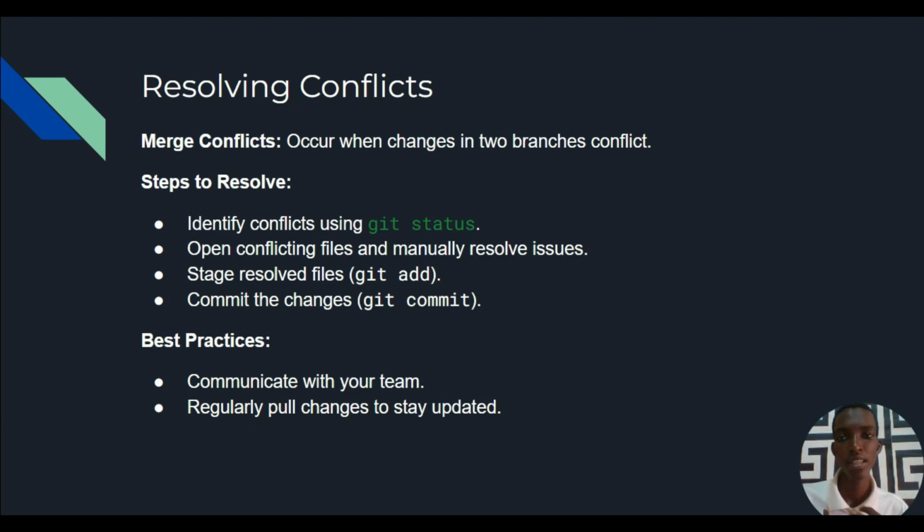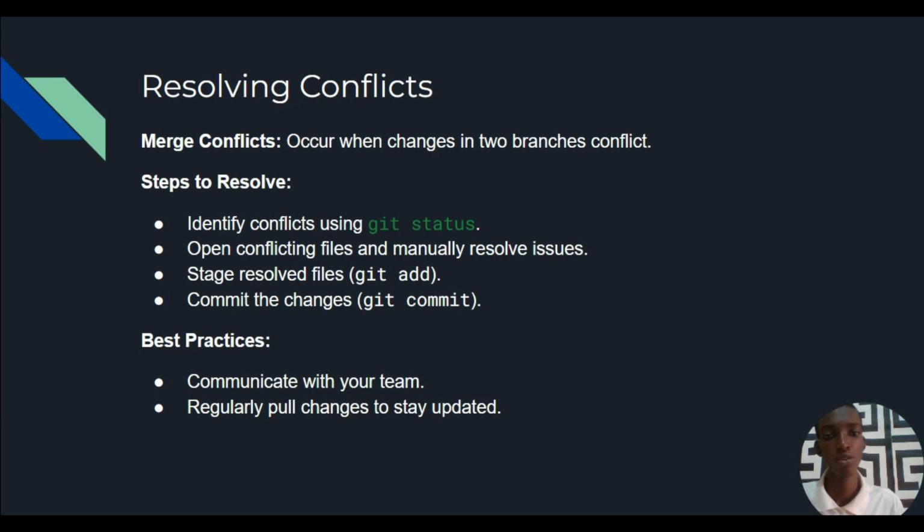There might be a change in my own branch, and there's a change in someone else's branch. When two of us are trying to merge our branches together, there's something I've written that is actually conflicting with what the other person has written. Now to solve this, we identify conflicts using git status.